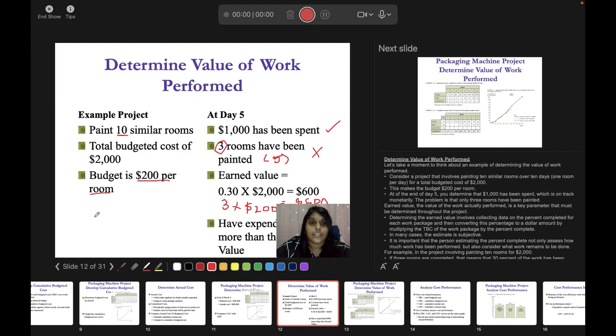So you take 1000 minus $600. This gives you an overspending of $400.